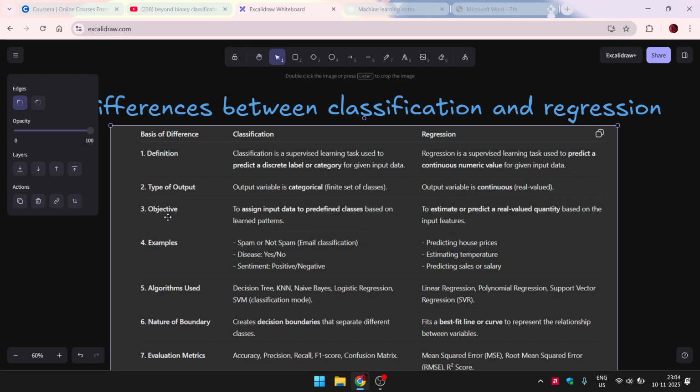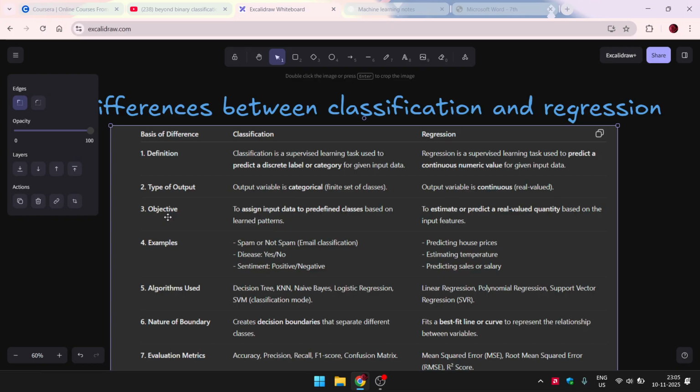Similarly, in regression, what do we have to predict? We have to predict a real-valued quantity based on the input features. We can't say the house price will be yes or no. No, we have to give an almost accurate value for that in numbers. What are the examples in classification? Email classification, disease classification in medical diagnosis, sentiment, positive or negative. In regression, predicting house prices, estimating temperature, predicting sales or salary.